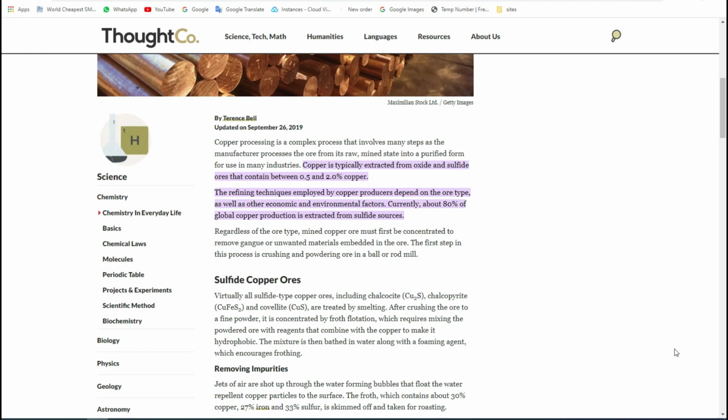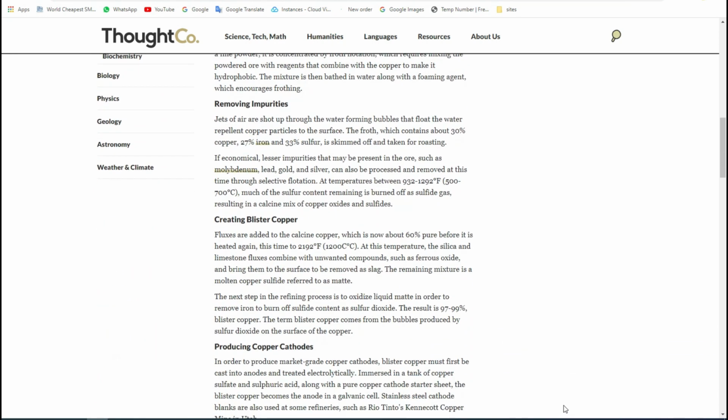After crushing the ore to a fine powder, it is concentrated by froth flotation, which requires mixing the powdered ore with a reagent that combines with copper to make it hydrophobic. The mixture is then bathed in water along with a foaming agent which encourages frothing. Then jets of air shoot up through the water, forming bubbles that float the water repellent copper particles to the surface.